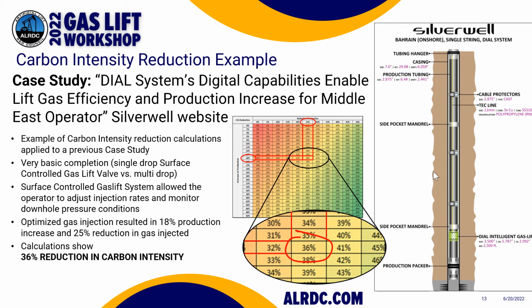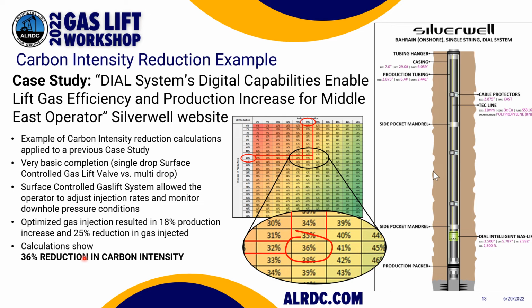So in this case, they were able to get an 18% increase in production, while at the same time reducing gas compression, or the amount of gas injected, by 25%. So overall, you can see on the chart here, and I have it blown up, that yielded a 36% reduction in carbon intensity. Again, this is one of the better examples. Sometimes it's not like this, but sometimes it's more.